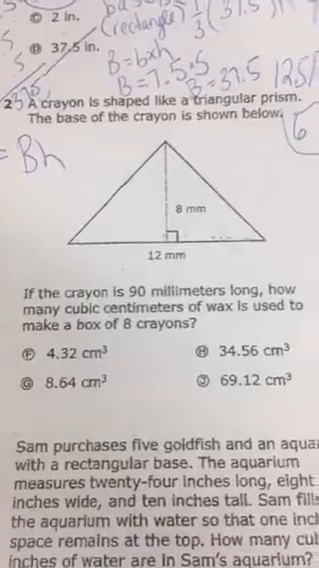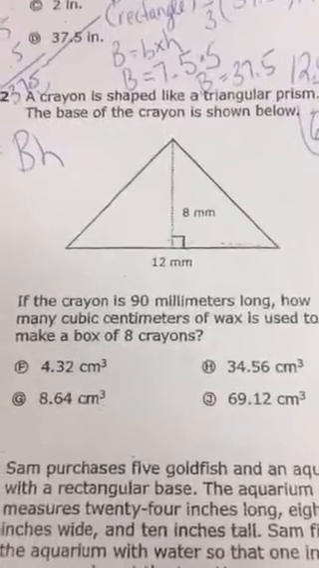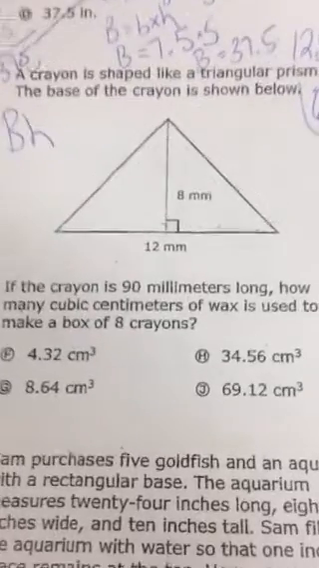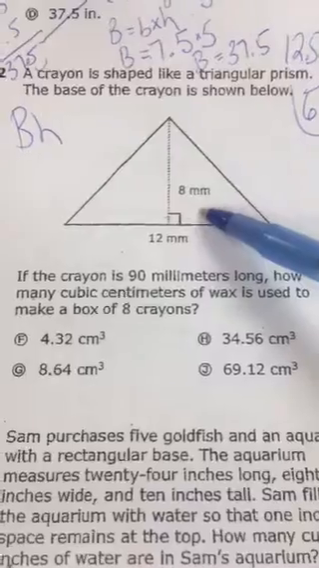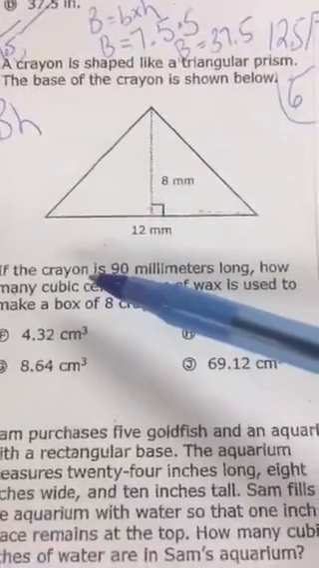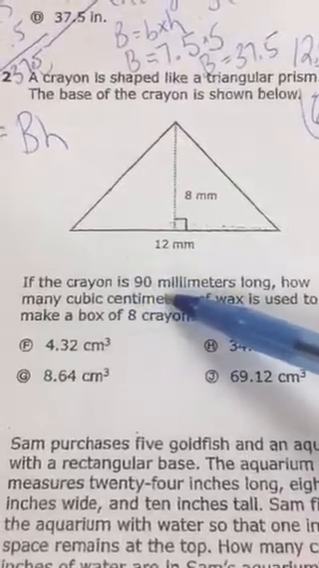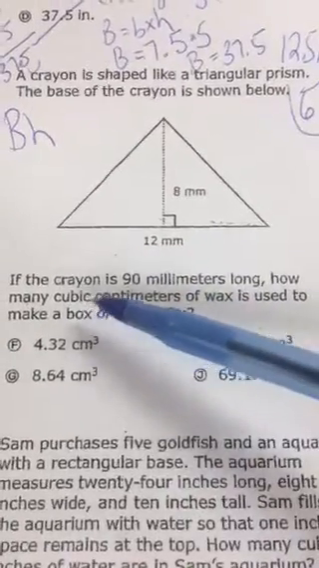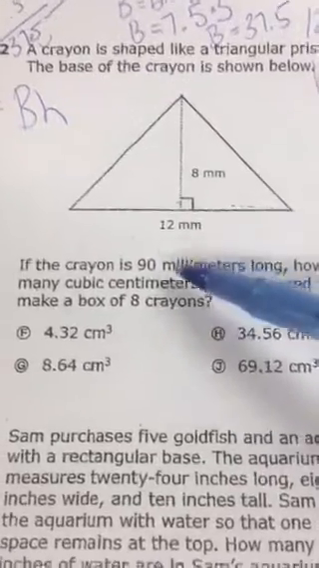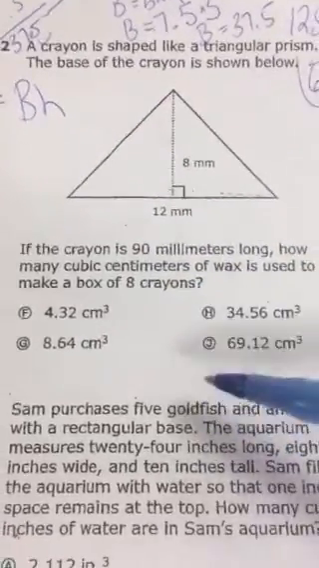Okay guys, now I'm back with an example for number 2. So we're given that a crayon is shaped like a triangular prism. And then we're given a picture of the base. The base is a triangle. And then it says if a crayon is 90 millimeters long, how many cubic centimeters of wax is used to make a box of 8 crayons?